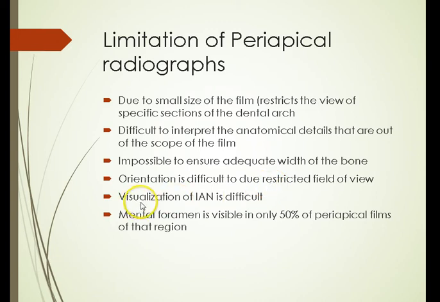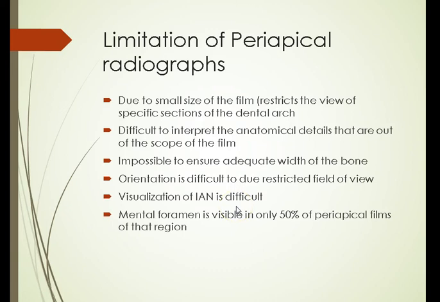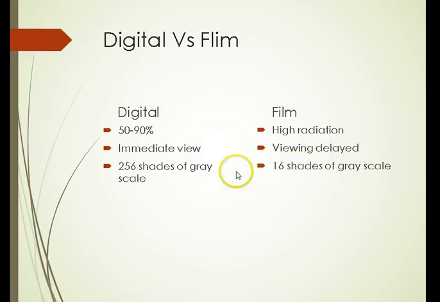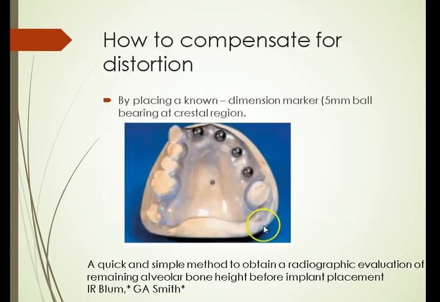And it's also hard to visualize the inferior alveolar nerve, and that goes back to the shades of gray. When you have the inferior alveolar canal running through the mandible, it's only differentiated by the contrast level. And if your shades of gray are only 16, you might not be able to pick it up. In digital, it might be better, but still, it'll be hard to pick it up. The mental foramen, which is extremely important, especially if you're putting an implant in the premolar area, is only visible in about 50% of patients. So that makes it also very tricky.